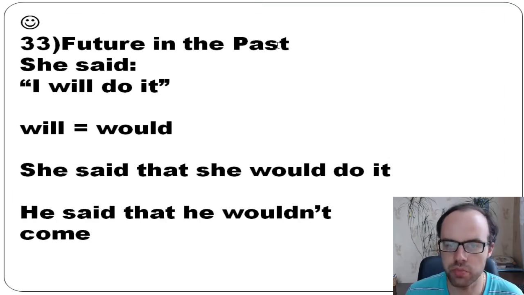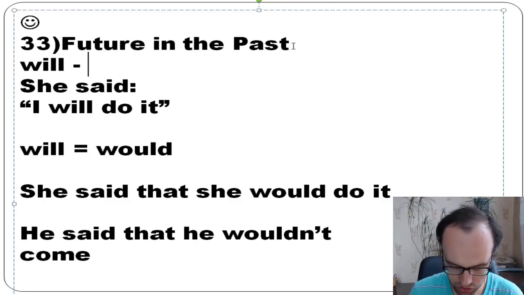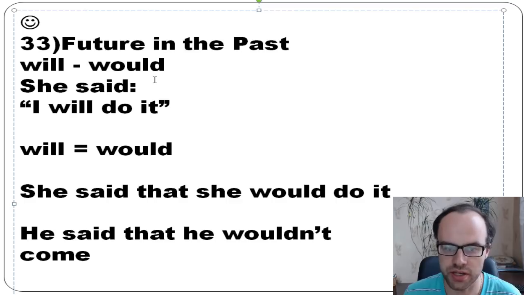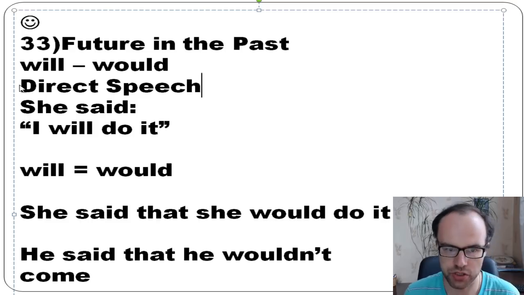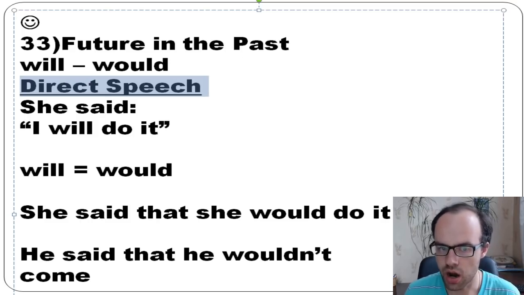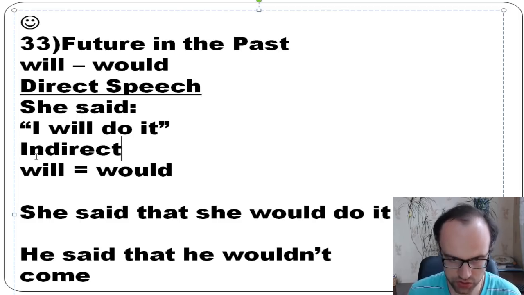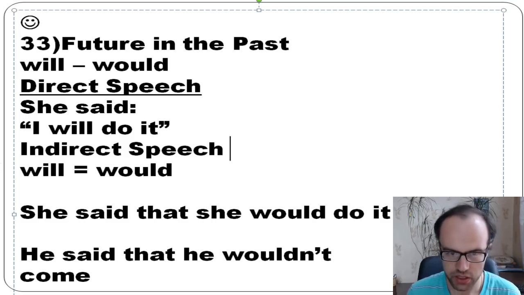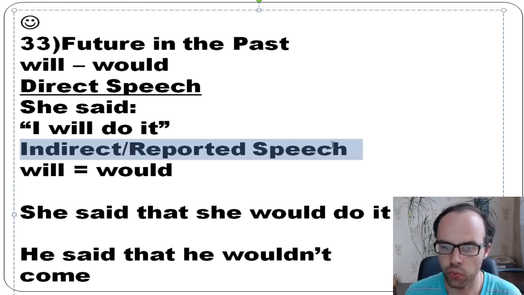Good. Future in the past. If it's about future in the past, we change will to would. Look, she said, I will do it. It's direct speech. If you want to use indirect speech, or in other words, we also call it reported speech, we change will to would.